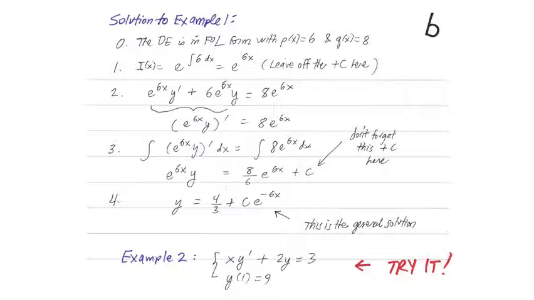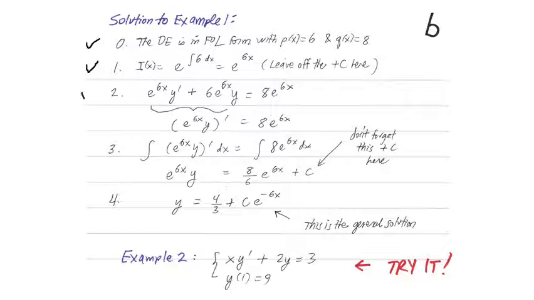Example 1 is given in first-order linear form already. We don't have to do any rearranging. P of x, the coefficient of y, is 6, and q of x is 8. So we are ready to go ahead and calculate our integrating factor, which is what's happening in this step. So our integrating factor is e to the 6x, and we leave off the plus c.